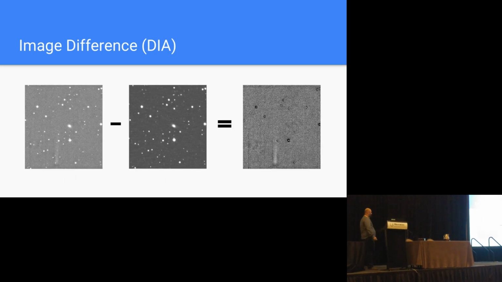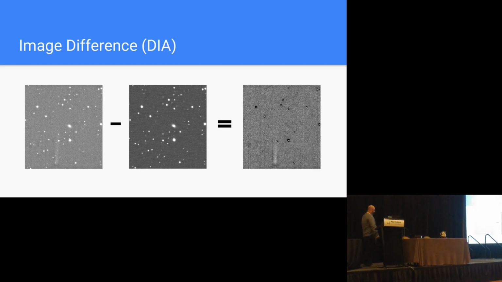This is how it looks in reality. You can see that for the most part, the subtraction is pretty good, but near saturated stars or bright stars, the methods tend to fail. And then you have a bunch of false positives that can be like noise in the candidate list.